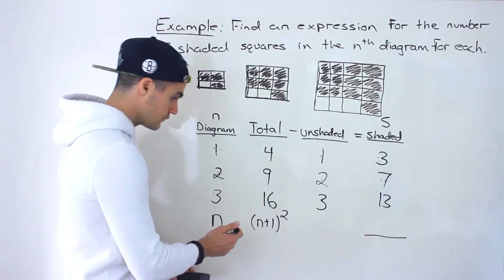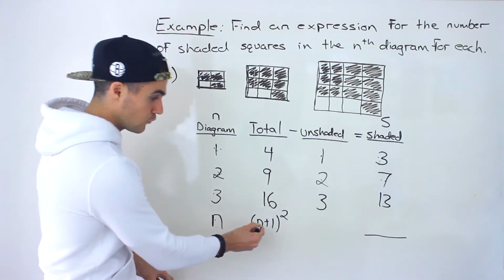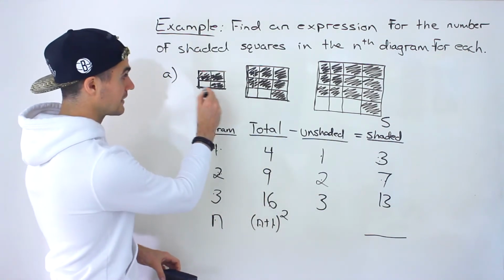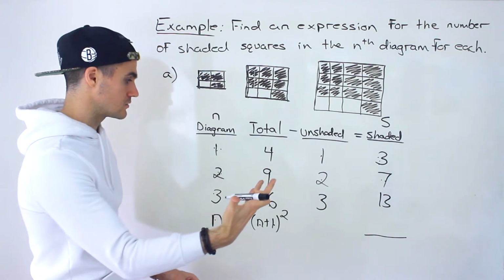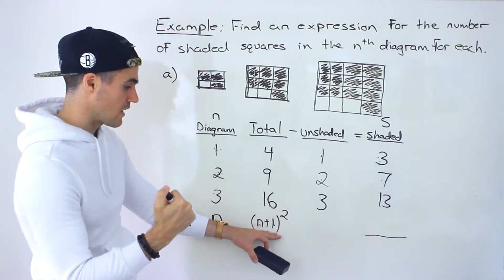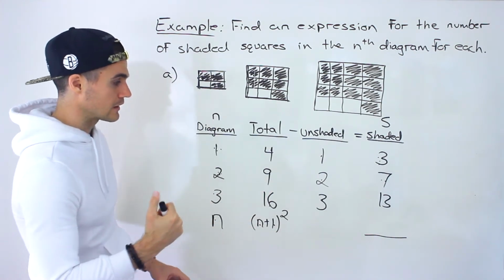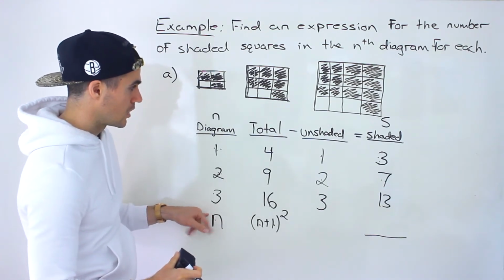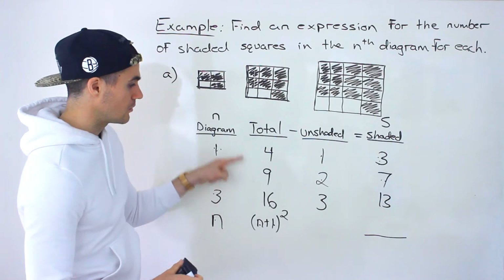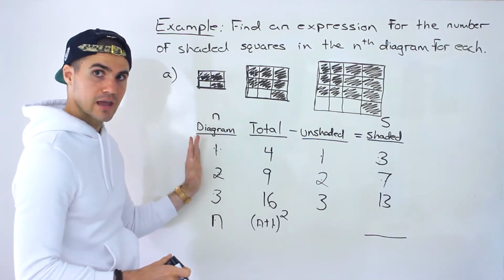So we can be pretty confident that for the fourth diagram, it's going to be 4 plus 1. There's going to be a length of 5 for the square. And so the total is going to be 5 to the power of 2, which would give us 25. And you could just keep going like that. So that's the general pattern here for the total number of squares, depending on the nth diagram.